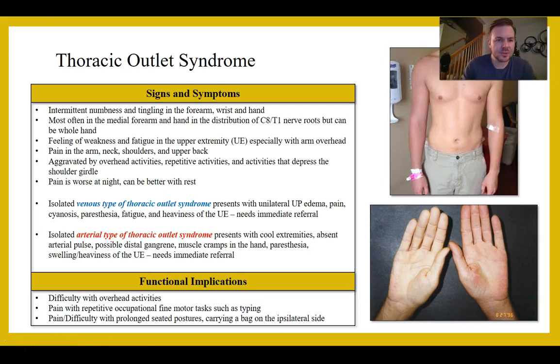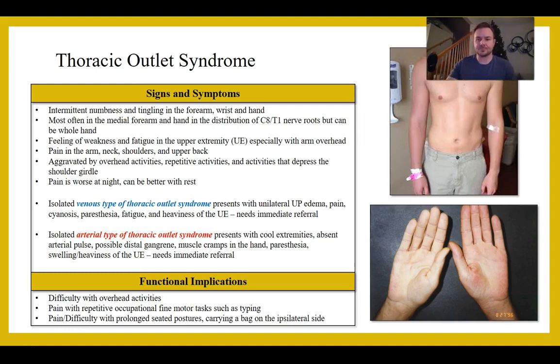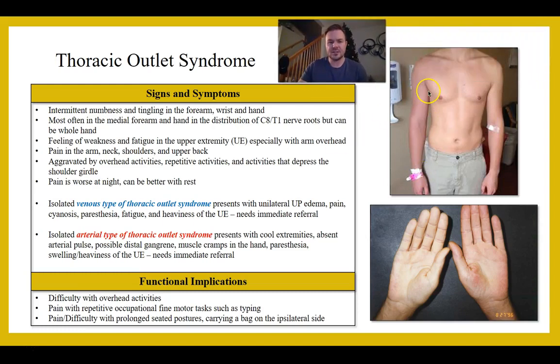So, signs and symptoms. You're going to get nerve symptoms like intermittent numbness and tingling, most often in the medial forearm and hand, kind of like a C8, T1 nerve root distribution. You're going to have pain in the neck, arms, shoulders, and upper back, which could be aggravated by overhead or repetitive activities. But I want you to notice the top picture. This can be your venous type of thoracic outlet syndrome. You see the cyanotic, swollen arm. It's probably a baseball player just by the build of this individual.